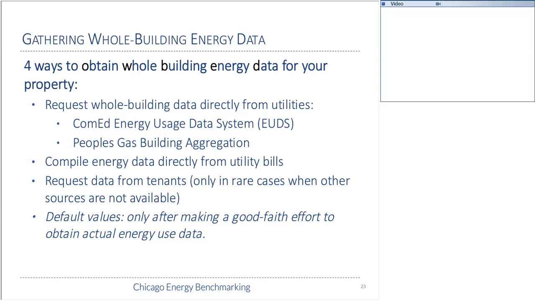So we're going to show how to request the whole building directly from the utilities for People's Gas and ComEd. And we already talked about how to enter that from utility bills. If for some reason you can't do either of those things, you can request data from tenants, but only in rare cases when these other sources aren't available. And if all of that doesn't work, you can use default values, but only after making a good faith effort to obtain the actual data.